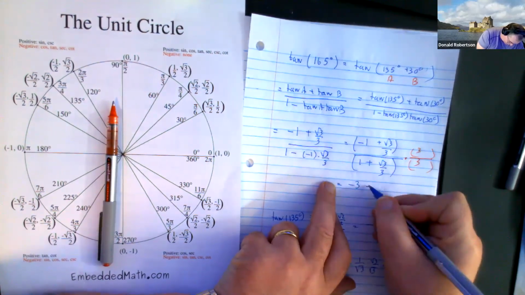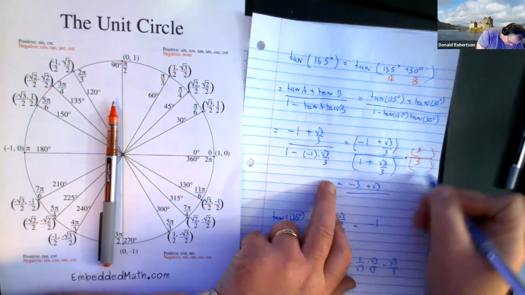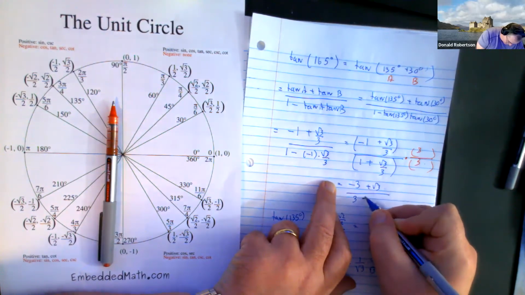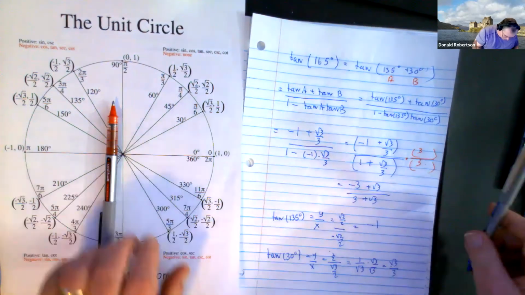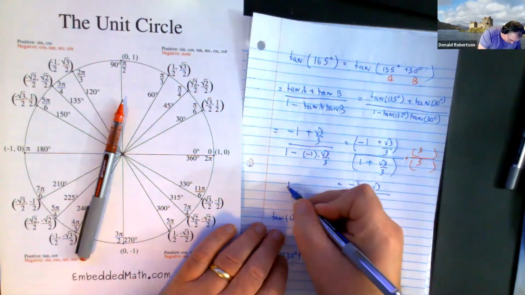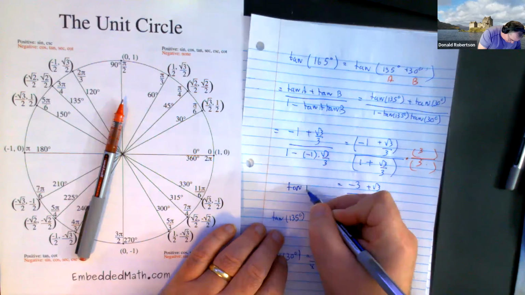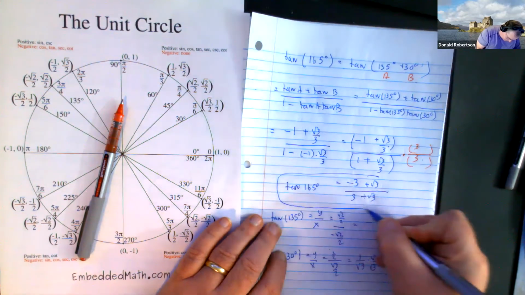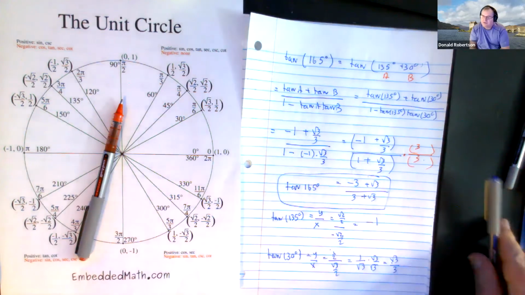This times this gets you plus √3. On the bottom, this is 3. And you get plus √3. And there's your answer. The exact value for the tan of 165 degrees is that.